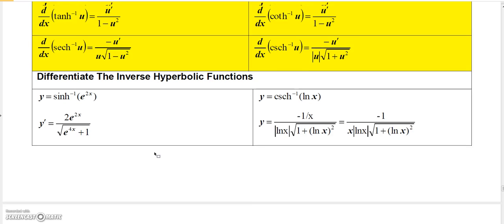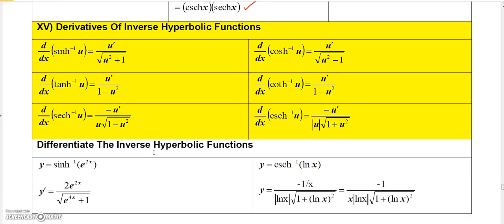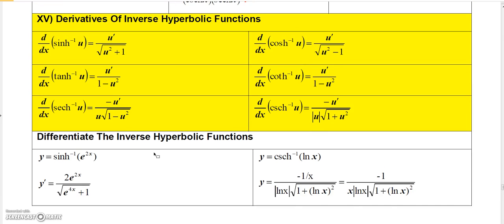And in this video, this one's going to be relatively short. I'm just going to show you a couple of examples of how to find derivatives of inverse hyperbolic functions. Now, you may not even cover these in your course, and you definitely wouldn't cover these in a business calculus course, but these would only be covered in a Calculus 1 course.